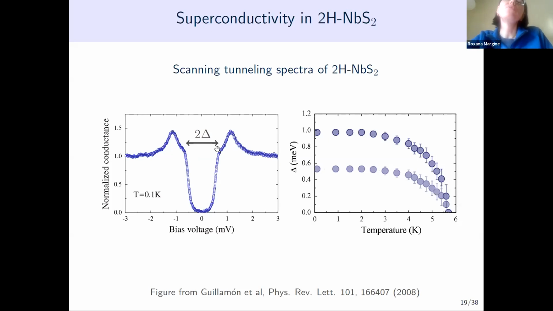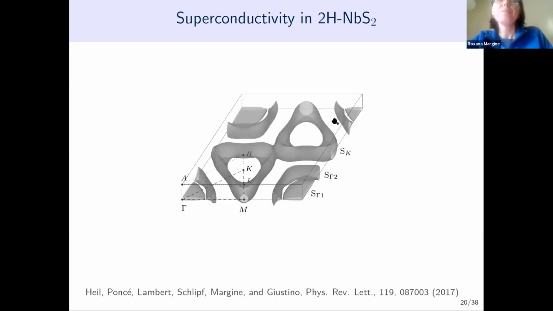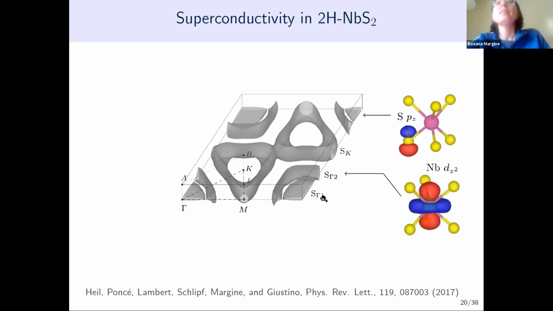So for the case of niobium disulfide, the Fermi surface consists of three distinctive parts. We have a disc-shaped hole pocket centered around gamma, and this has predominant s-p_z character. Then we have a second cylindrical hole pocket also centered around gamma, and this has out-of-plane niobium d character.